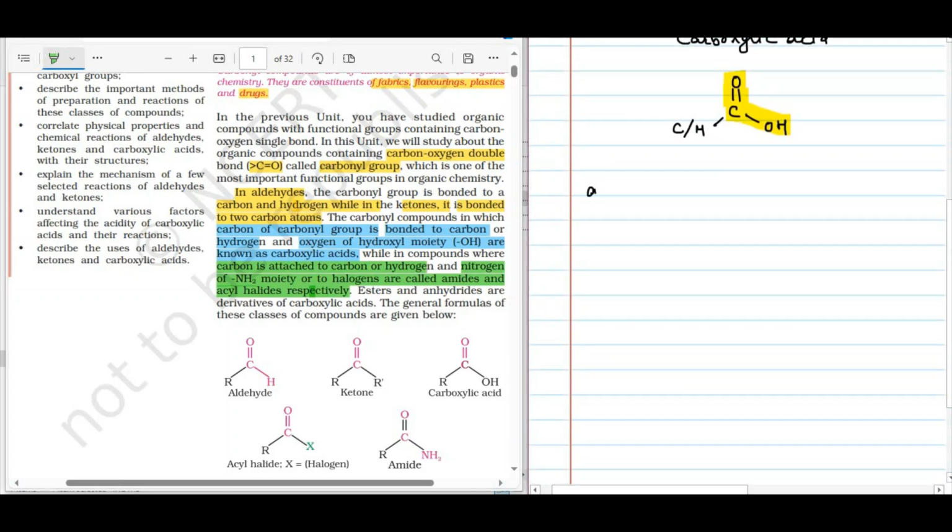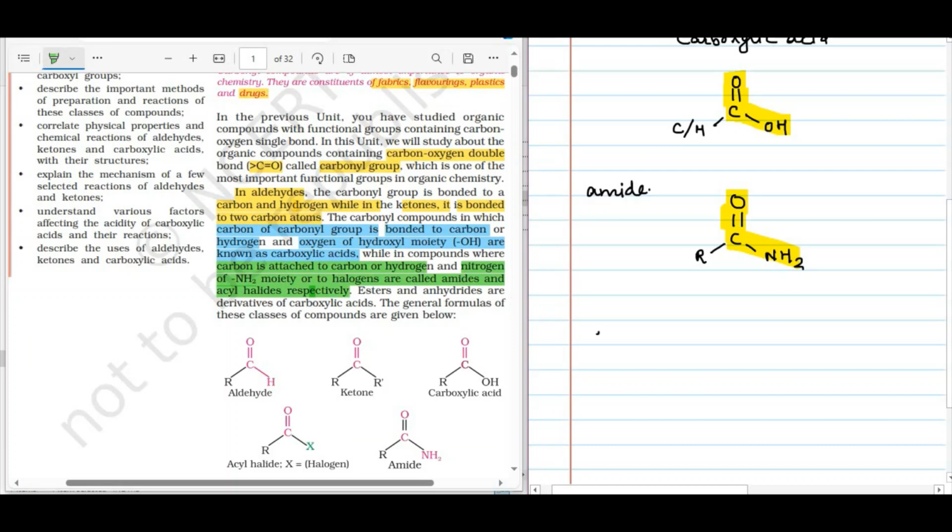So this is the carbonyl carbon, in which carbon is bonded to oxygen by a double bond. Here on one side it is bonded to an R group, or you can say carbon, and on the other side it is bonded to an NH2 group. This group, C double bond O NH2, is called the amide group.